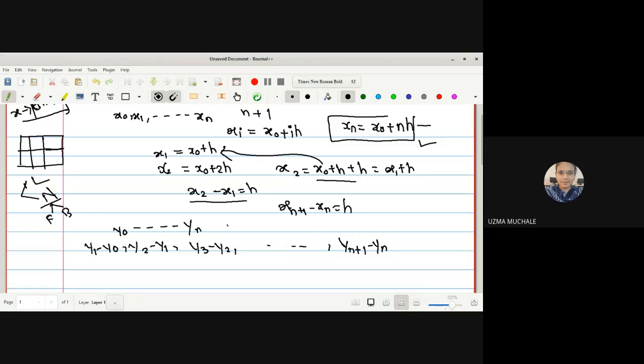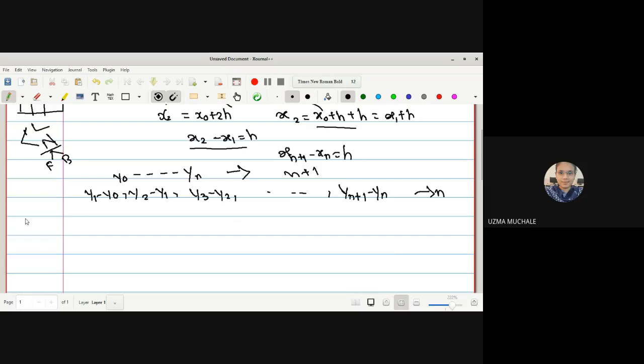Okay, initially we have n plus 1 values, right? Now it is reduced to n values as we increase the number of differences. That is what your first forward difference is. If we are going to have a second forward difference, the set of values will be decreased by one more, that is n minus 1.